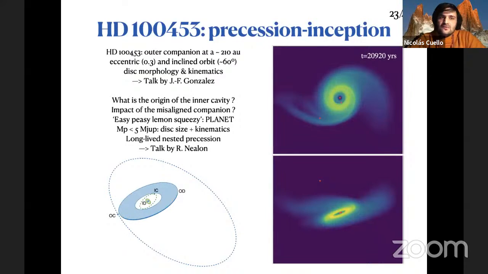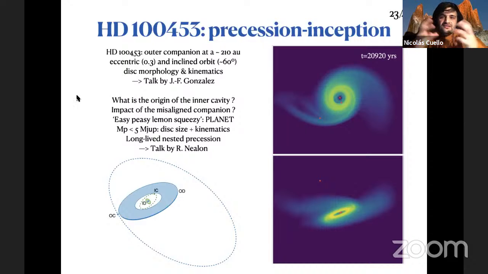Now, moving on, HD 100453, precession inception. So here, there are a couple of talks, the first by Jeff Gonzalez, where basically what you have here is that you have one central star and there's an outer companion. And again, we only have a small arc of this outer companion. And we can try to model the orbit and compute what's the most likely orbit for this. And what we found is that the orbit is eccentric and it's also inclined, which is very interesting because this leaves imprints on the morphology and the kinematics of the disk that are discussed by Jeff in his talk.